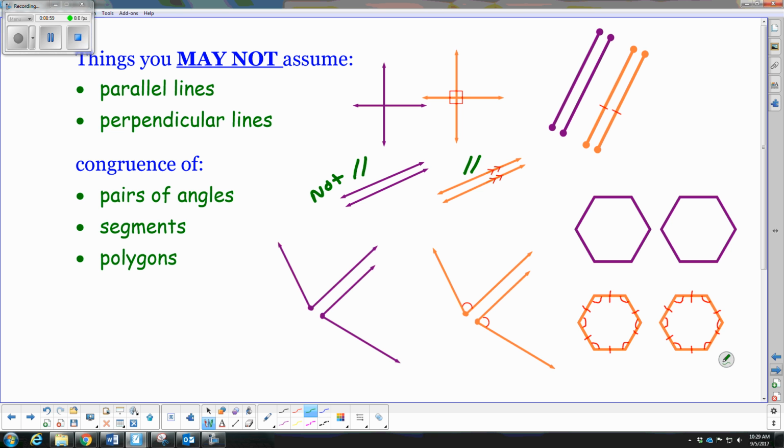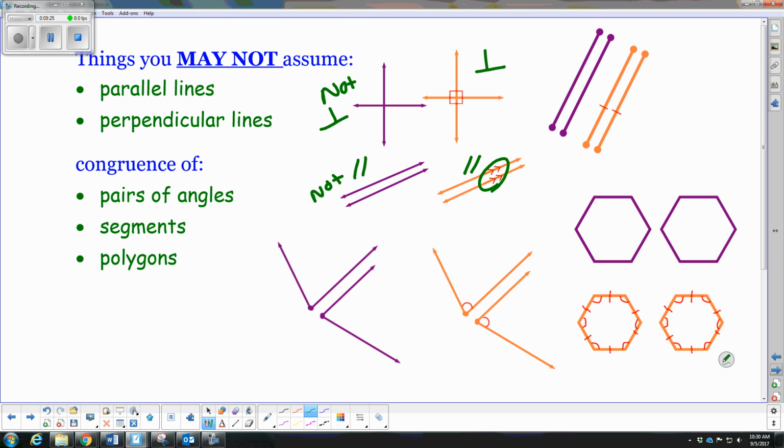Perpendicular lines: do not assume that lines are perpendicular. These look like they are perpendicular, but you cannot conclude that because you do not know for sure that those lines intersect at a right angle. Here, you may conclude that those two lines are perpendicular because they intersect at a right angle.